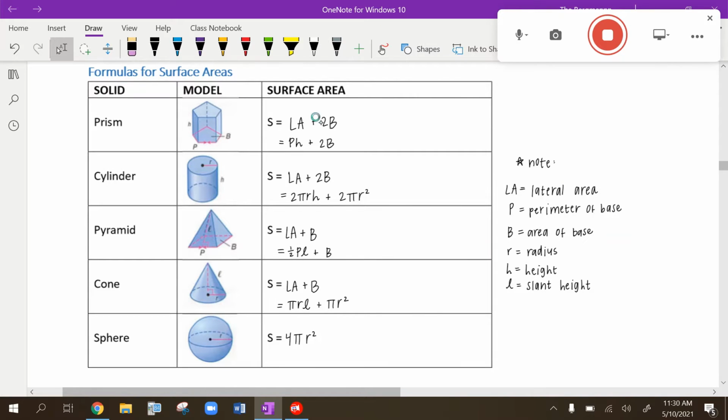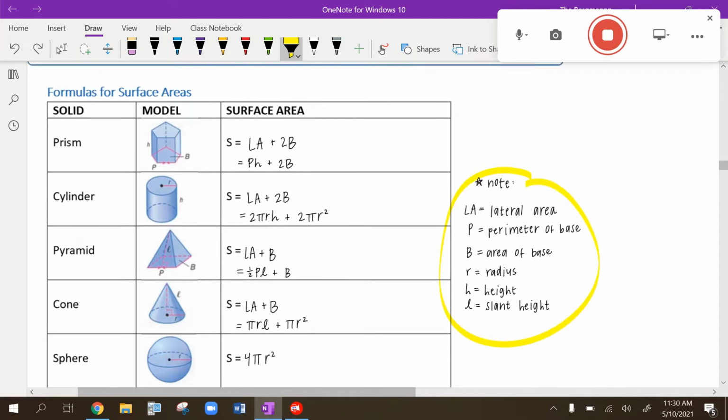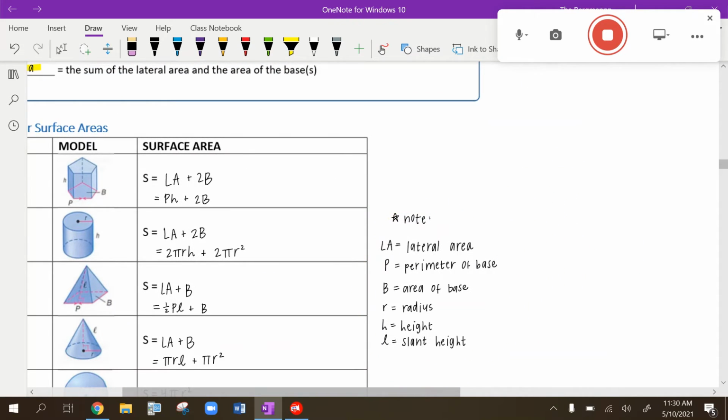For a prism, since it has two bases, you have to add the area of the base twice. Similarly, same thing works for a cylinder. For pyramid and cone, notice you only have to add the area of the base once. Depending on the base of the pyramid, this formula might change, whether the pyramid is a square pyramid, a rectangular pyramid, etc. And then finally, the formula for a sphere, you can see here. Note, here are all the abbreviations that I'm using in these formulas.